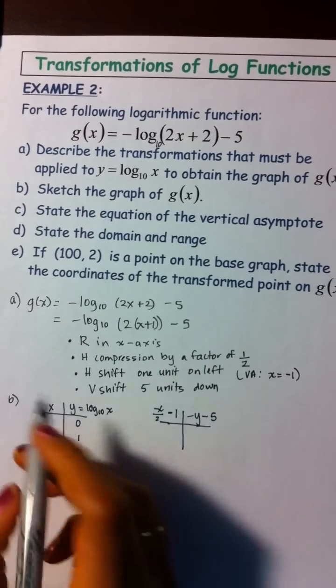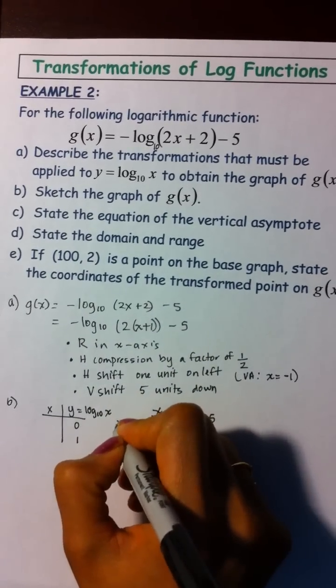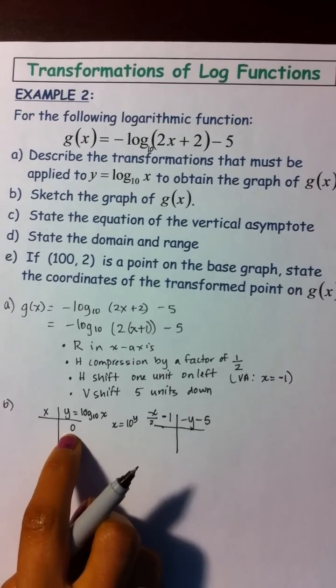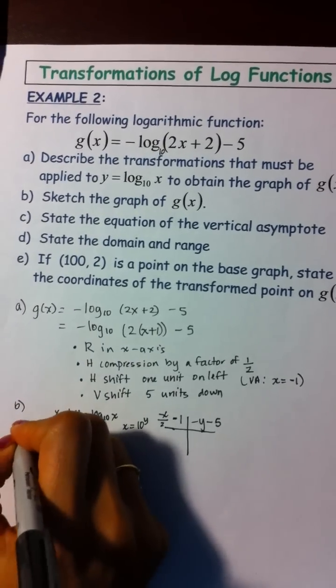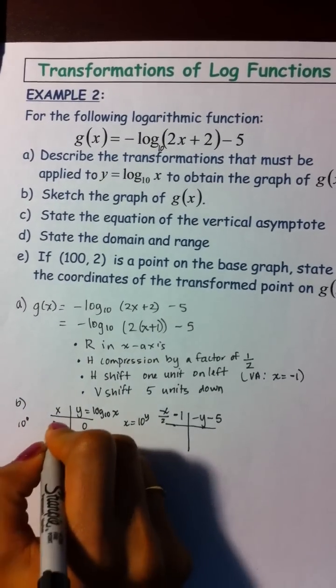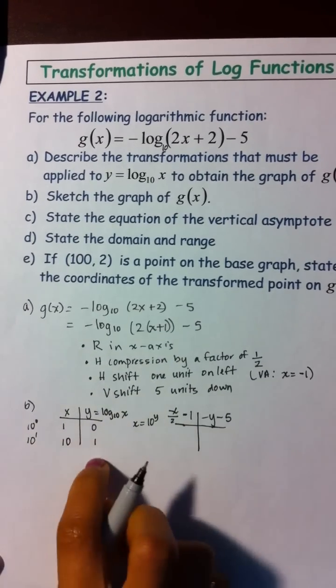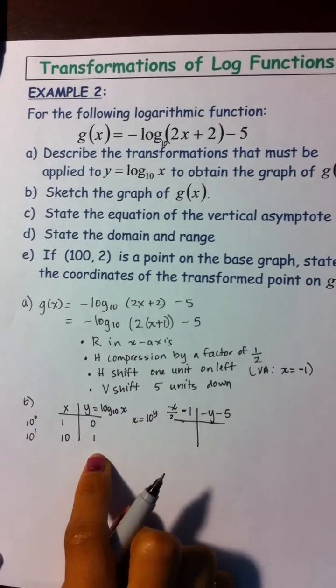Okay, now coming back to what the x values have to be for my key points on the base graph, I'm just going to write this down first: x equals 10 to the power of y, keeping that in mind. So 10 to the power of 0 is going to be my x value, which is equal to 1, and 10 to the power of 1 is going to be 10. That's going to give me a y value of 1.